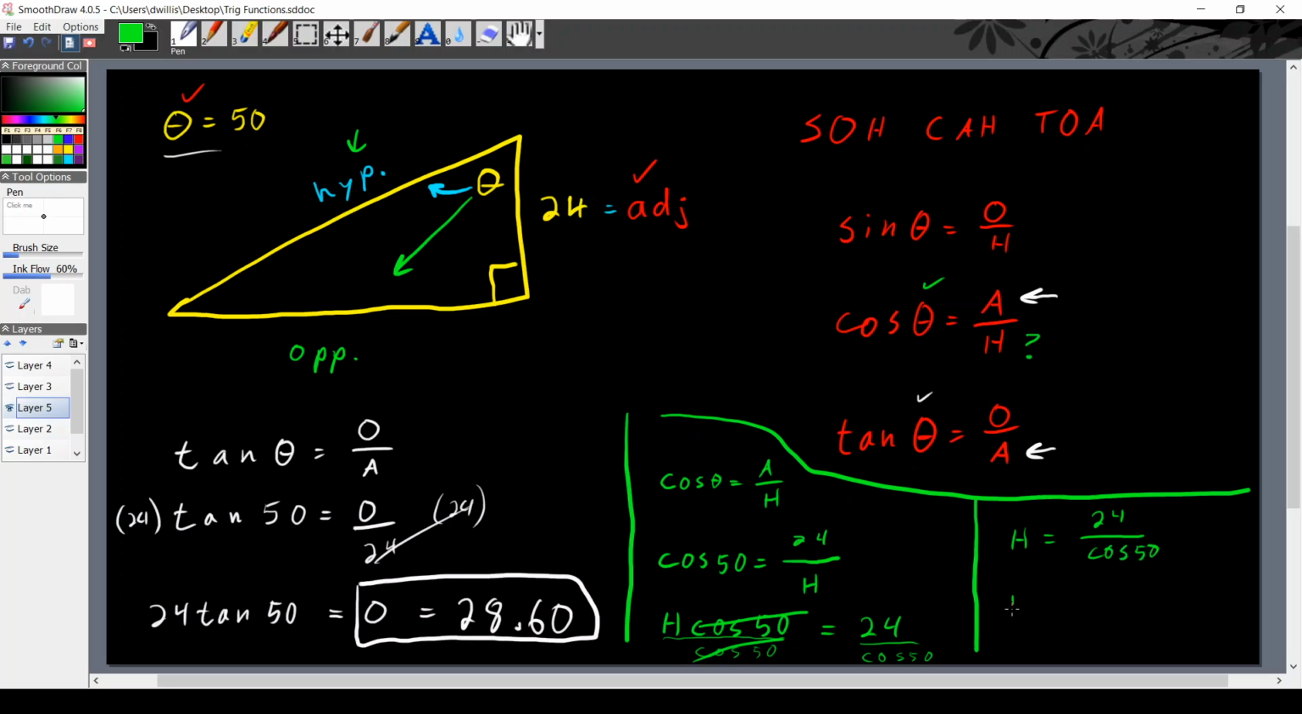And I will do the math on my calculator. Again, cosine 50 is a number, so I can just type cosine 50 in there, and the calculator will give me a number. So 24 divided by cosine 50, and I get 37.34. So the hypotenuse value is 37.34 units, whatever we are measuring in.